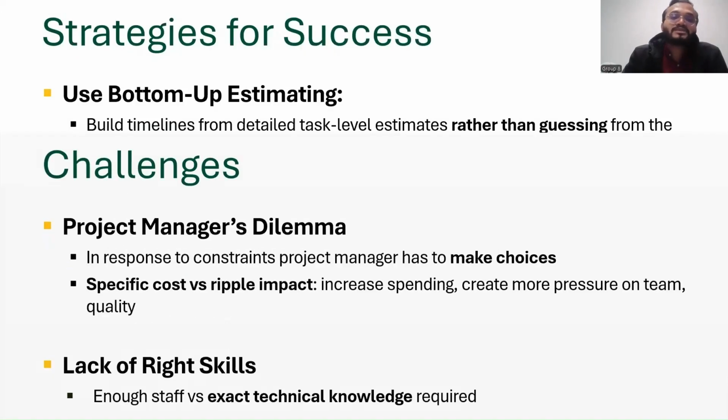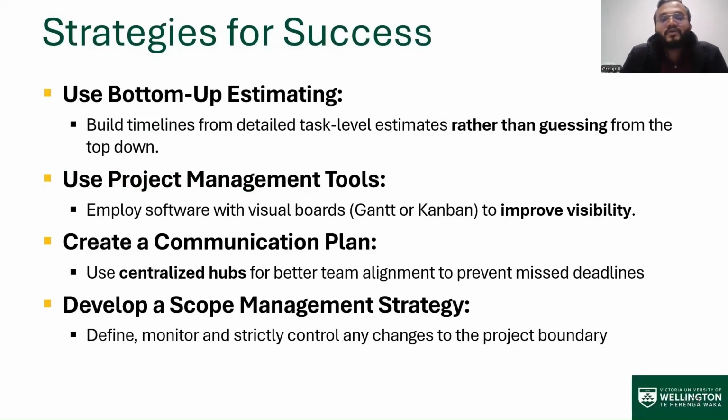So what can be the strategies for success? We have to use detailed task level estimates rather than guessing from the top down. We can use project management tools like Gantt charts and Kanban to improve visibility, and a communication plan can be implemented from centralized hubs because it helps prevent missed deadlines. And in developing a scope management strategy, we can define, monitor, and strictly control it to ensure the project boundary. That's all from Group 8. Thank you, everyone.